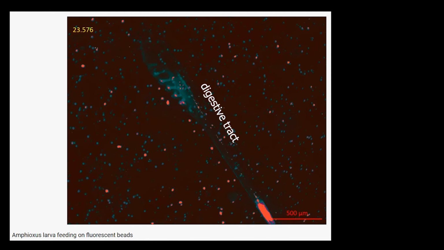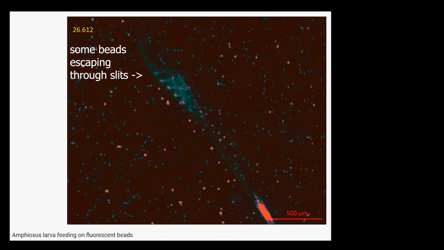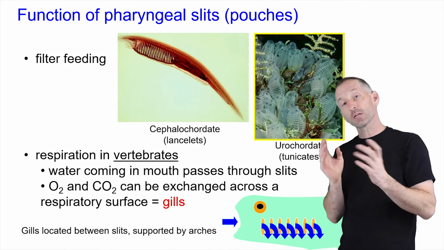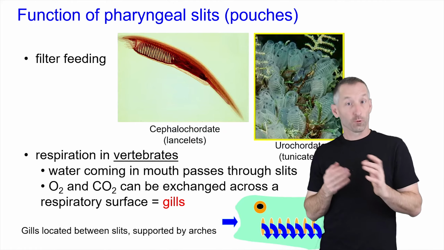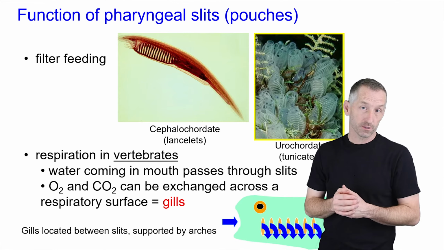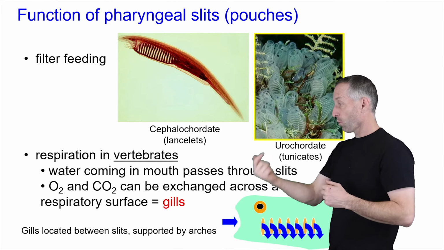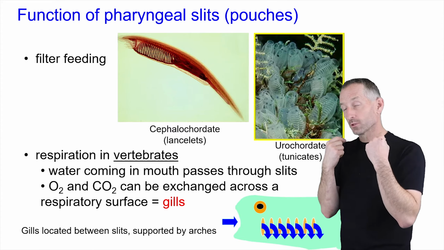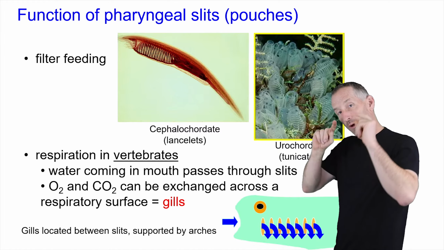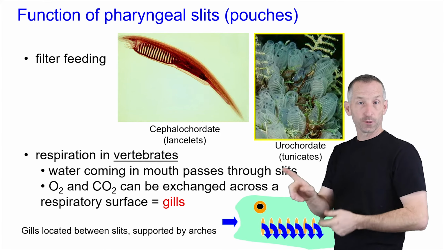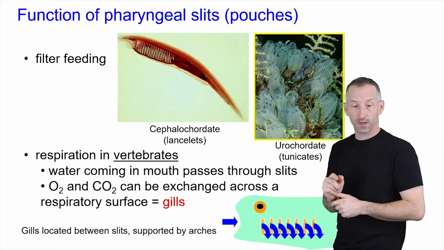You can see the line of bright beads along the back of the animal. But then some are escaping out through the slits because they can't filter out everything perfectly. Now, they've subsequently been co-opted for respiration in vertebrates. So in vertebrates, as water comes in the mouth, it passes through those pharyngeal gill slits, and then you have gills along those gill slits through which you have oxygen and carbon dioxide exchange.